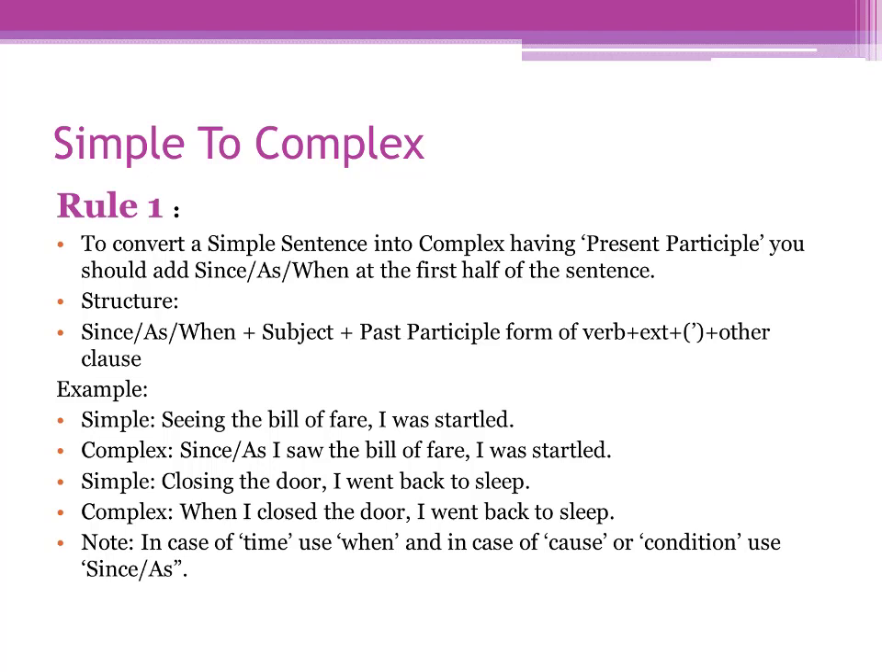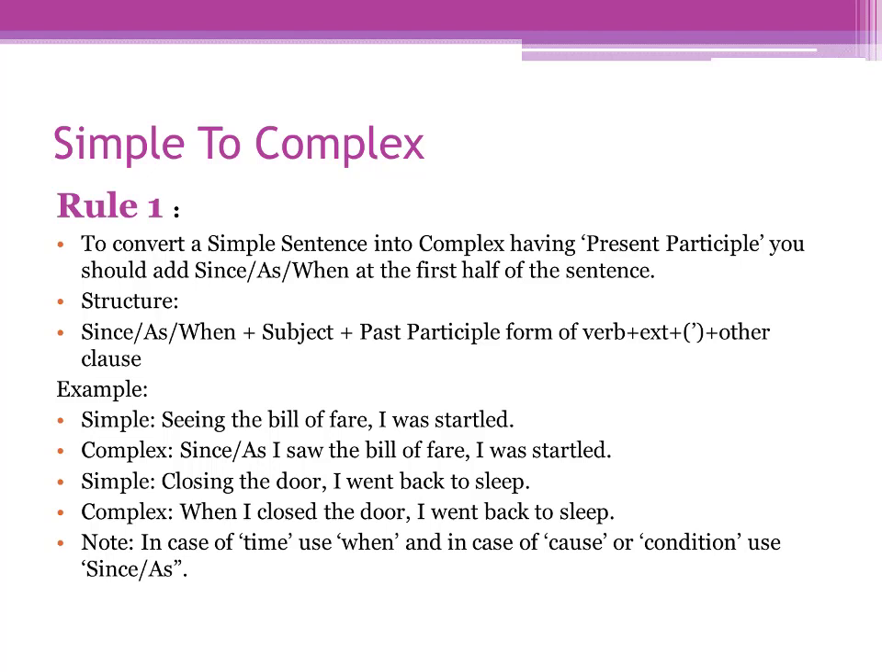It can be done so easily by expanding a word or a phrase into a clause. Moreover, you can do the same thing while changing the complex sentences into simple by eliminating a clause into a word or a phrase. Look at the rules. Rule 1. To convert a simple sentence into complex, having present participle, you should add since or as or when at the first half of the sentence.